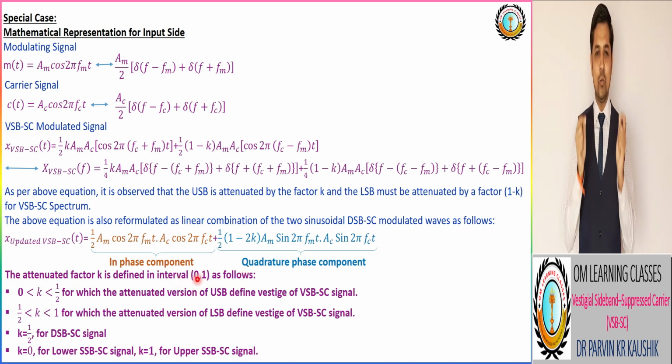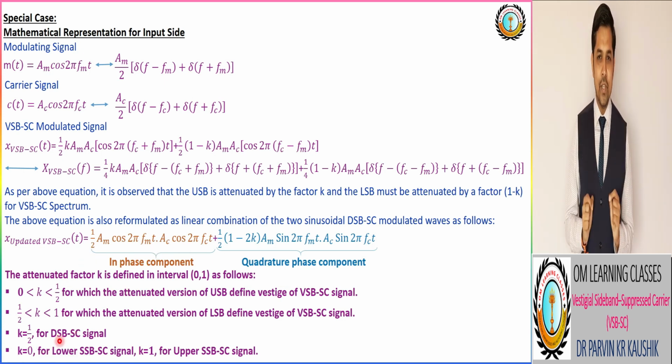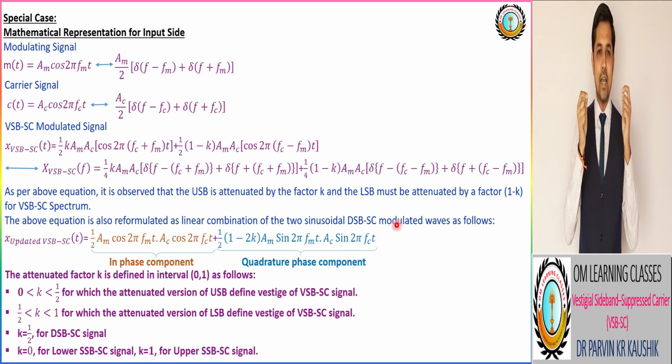Now, the most important outcome of this expression: if we consider the value k between 0 and 1 by 2, then we get the attenuated version of the USB, defining the vestige of the VSB-SC signal. And if the factor k has a value from 1 by 2 to 1, then it is the attenuated version of the LSB defining the vestige of the VSB-SC signal. If k is equivalent to 1 by 2, this is our DSB-SC signal. And if k is equivalent to 0, this corresponds to the lower SSB-SC signal. And if k is equivalent to 1, this is our upper sideband SSB-SC signal. So, with this expression, we can say that DSB-SC and SSB-SC are special cases of the VSB-SC signal.